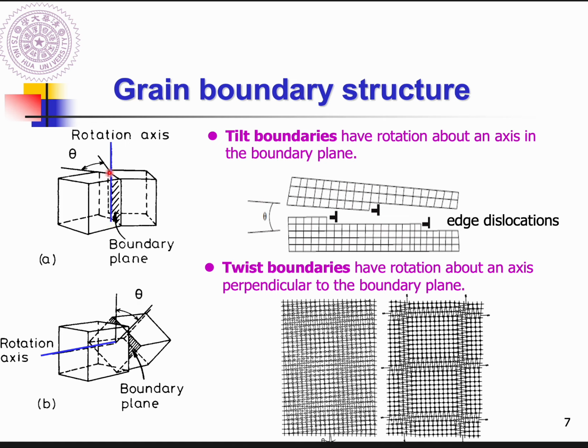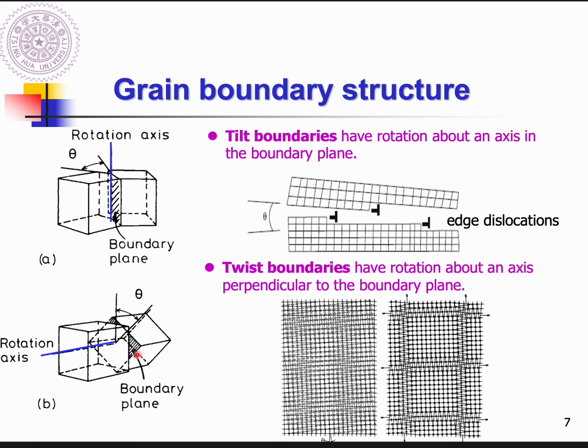And now the other thing is we have a theta. We call it a rotation angle. So this rotation axis has a corresponding rotation angle, or tilt angle, and this angle will be proportional to the number of edge dislocations we have here. As this figure shows, if you have more edge dislocations, theta will increase in the meantime. So this type of grain boundary, you call it a tilt boundary, and it has a rotation about an axis, and these rotation angles are in the boundary plane.